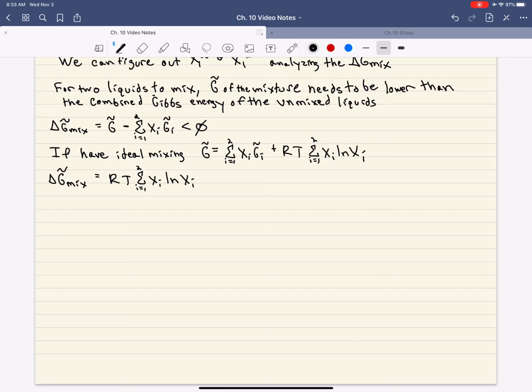Okay? And we have to remember that these mole fractions can only be values between 0 and 1. Right? And we have a natural log of Xi here. For the natural log of anything that's between 0 and 1, that gives us a negative value. And since this is positive and this is negative, that means that for ideal mixing, our delta G mix is always going to be negative, or it's always going to be less than 0.